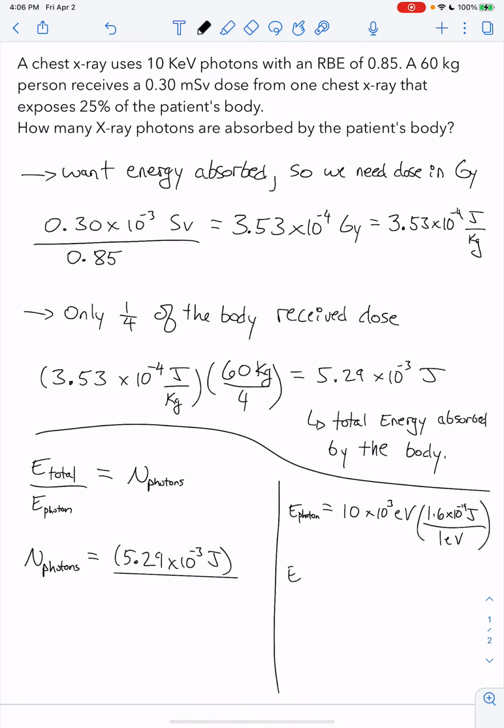And so that means each photon, in this case, is going to have 1.6 times 10 to the negative 15 joules. Okay, so we can bring that back over so that we have 1.6 times 10 to the negative 15 joules, and now we can get our number of photons. And that's 3.3 times 10 to the 12.